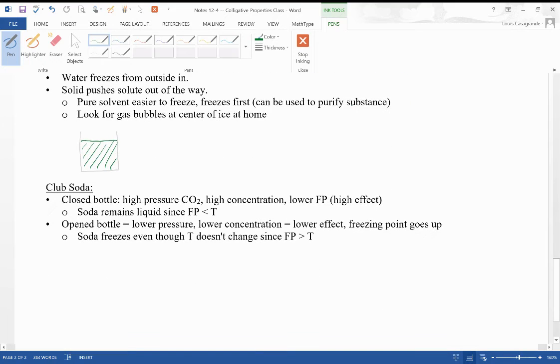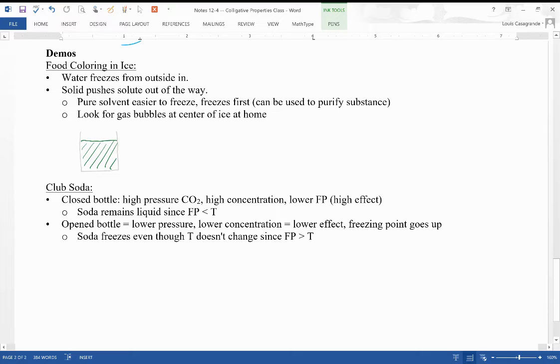In the second demonstration, we're going to take some club soda, so a bottle of club soda. Club soda is just seltzer water, and this is just CO2 dissolved in water. So the solute now is carbon dioxide gas.